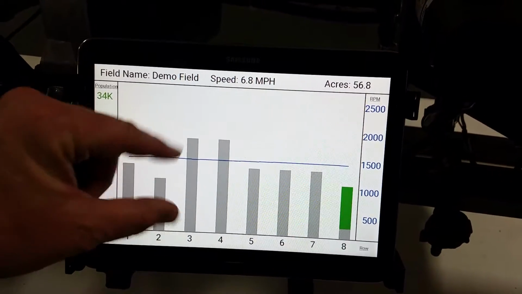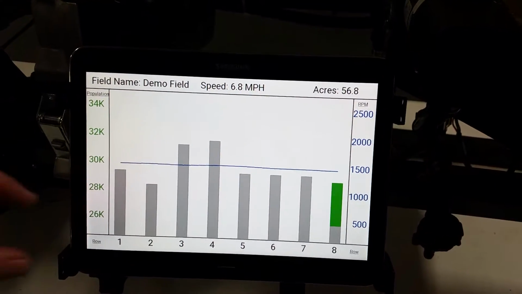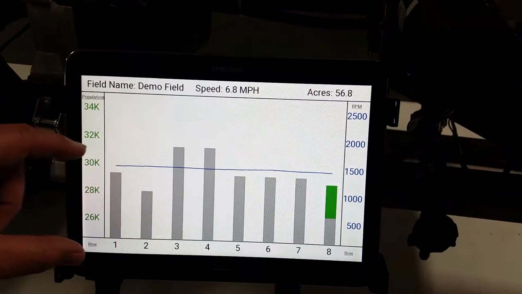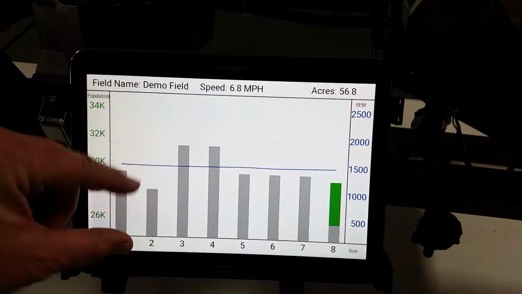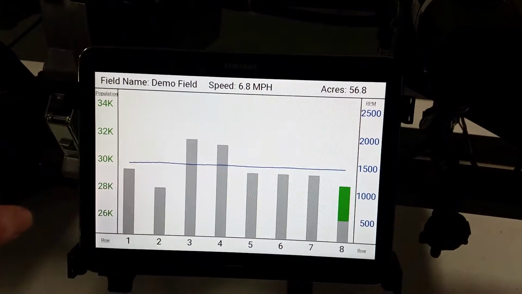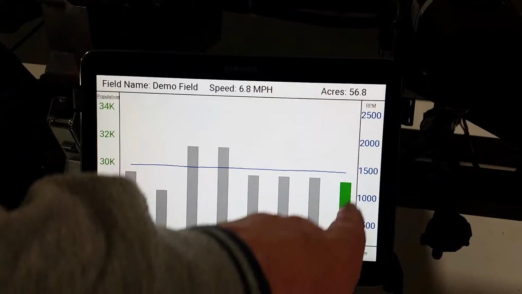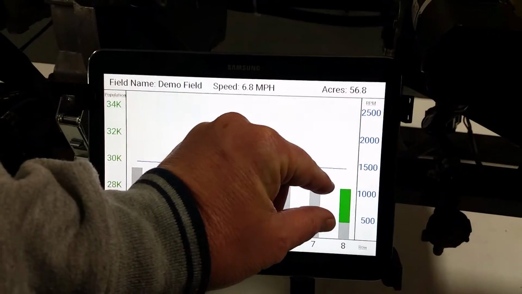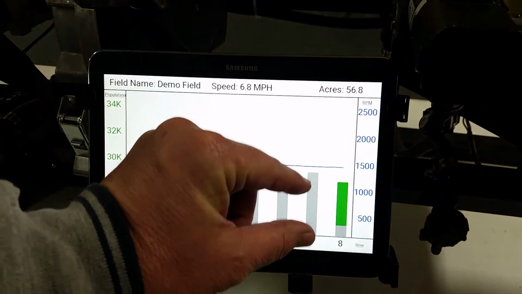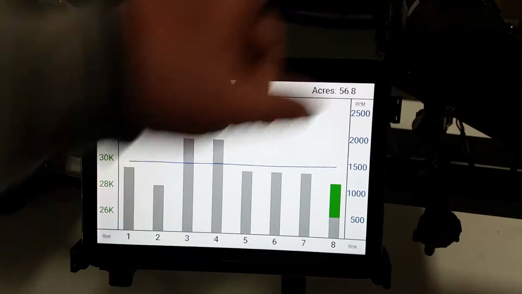You can see the population, and the reason we have different population is in our demos here we have different seed plates in each one of these units, and so some of them are going to populate more than others because they're all running at the same RPM. One thing of note is, if you see this green right here, what that green represents is the standard deviation of the time for the seeds to fall out of the seed plate.